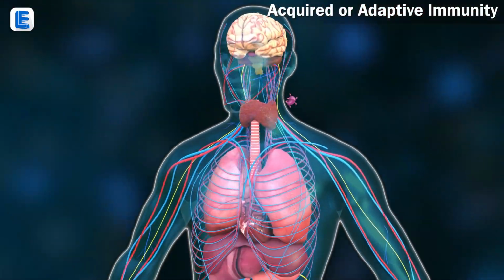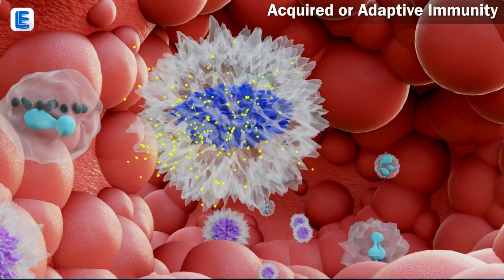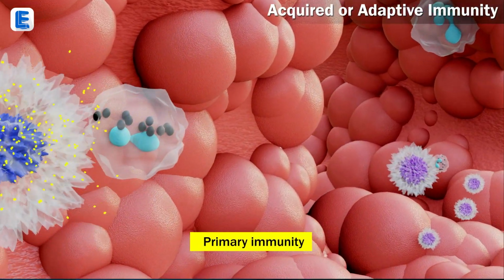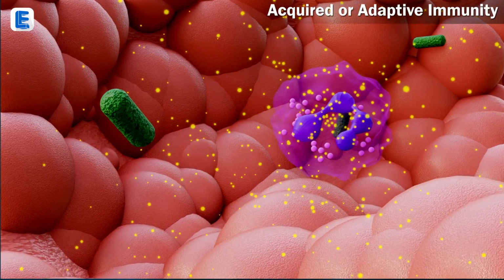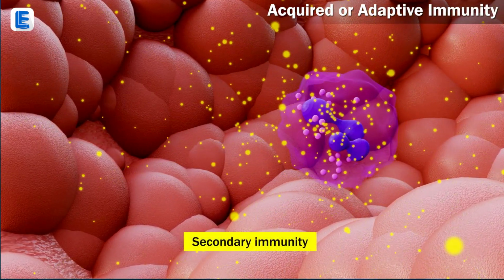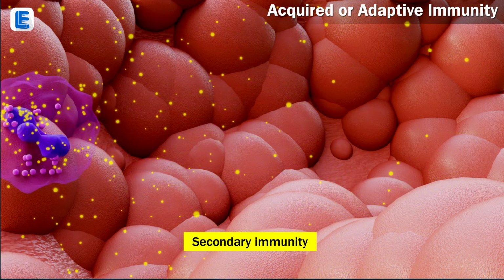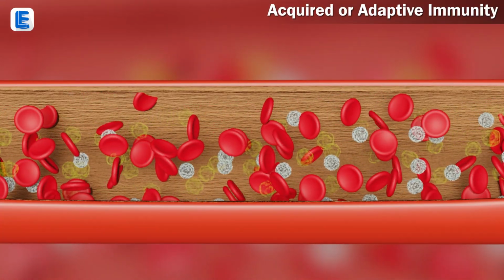When the body encounters a pathogen for the first time, it produces a response. It takes more time to develop. This is called primary immunity. It is of low intensity. If the body encounters the same pathogen again, it produces a highly intense and rapid reaction. This is called secondary immunity. Primary and secondary immunity reactions are carried out with the help of two types of lymphocytes present in our blood.